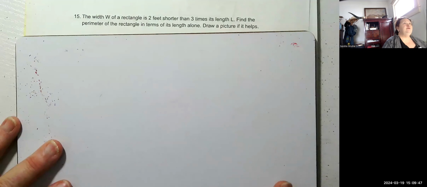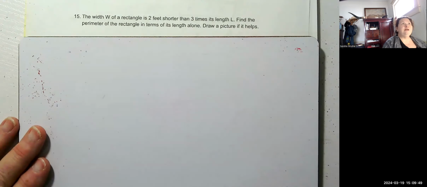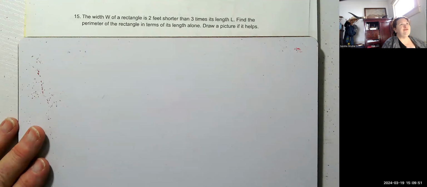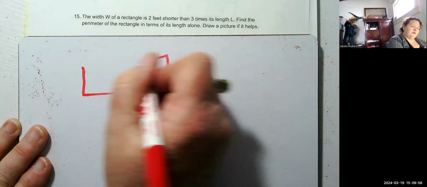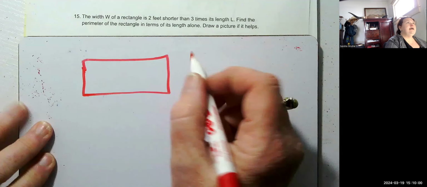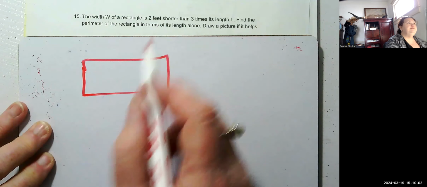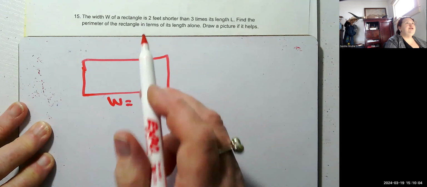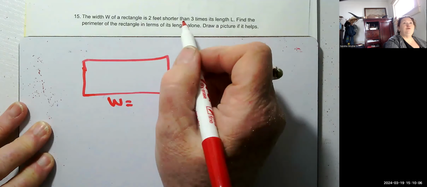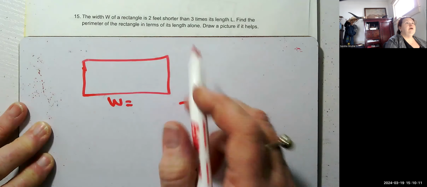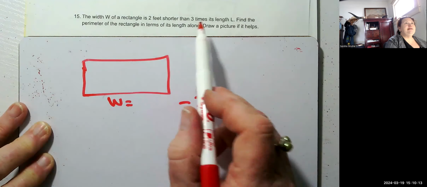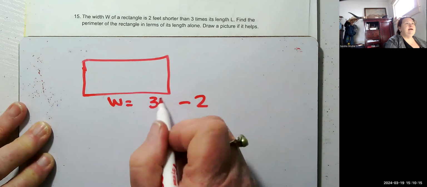All right. The width of a rectangle, only one person got this. The width of a rectangle is 2 feet shorter than 3 times its length L. So if I draw a picture, don't judge, I'm not an artist. And the width of a rectangle is 2 feet shorter than, it's got the word than, so I have to flip to minus 2. And then whatever comes after that, 3 times its length. So 3L.